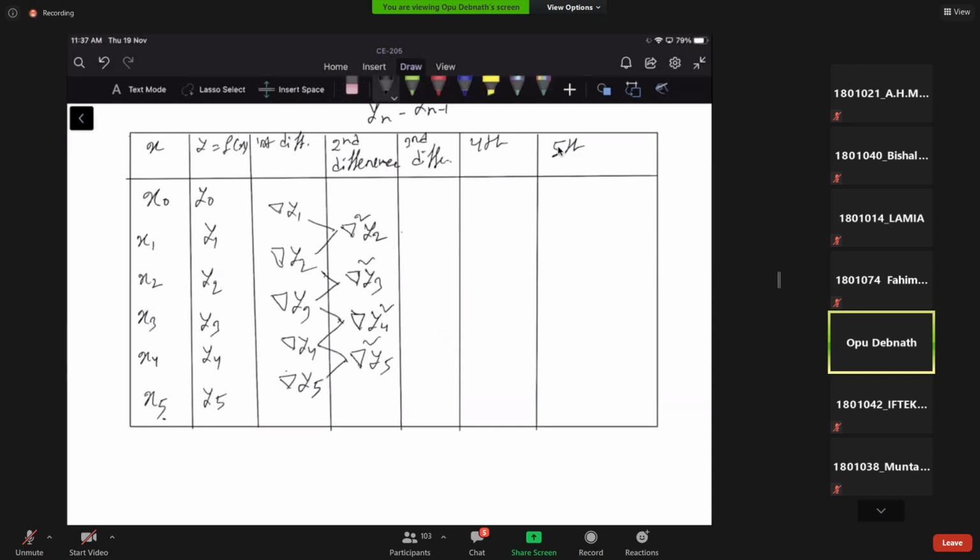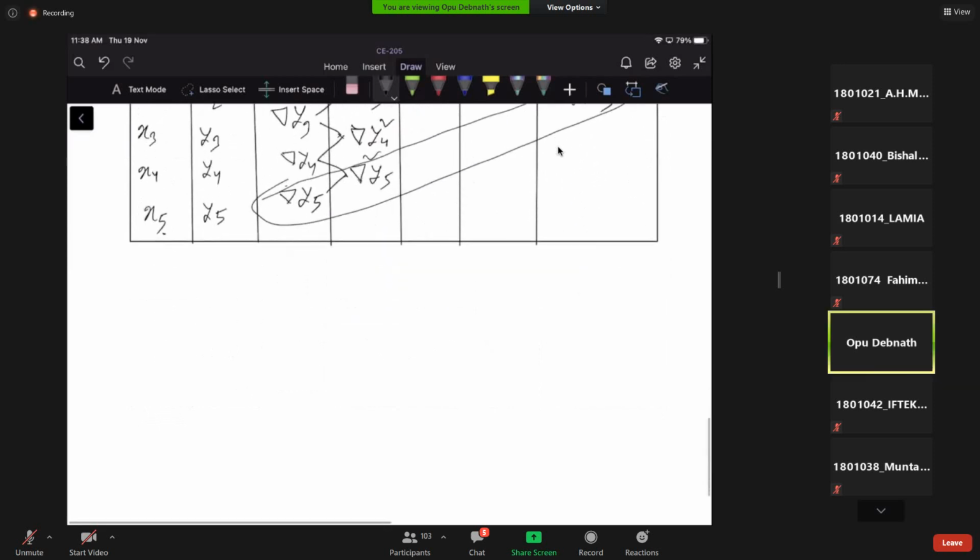So for this specific case, after completion of the full table for the fifth order, this will be nabla to the power 5 y. What will be the suffix? 5. That means these are the leading diagonal. Okay.